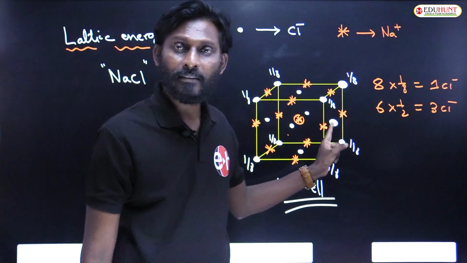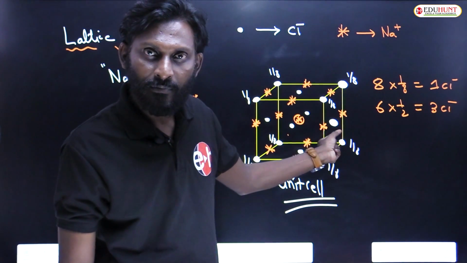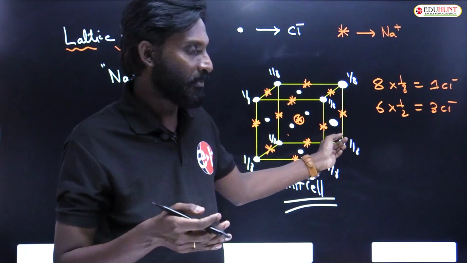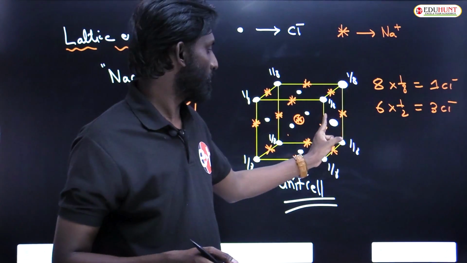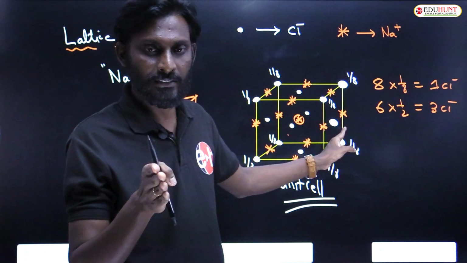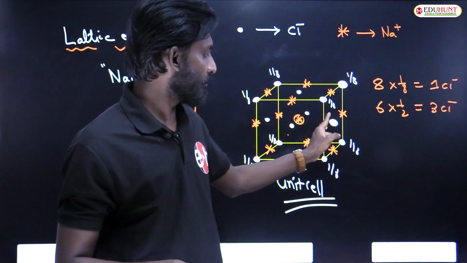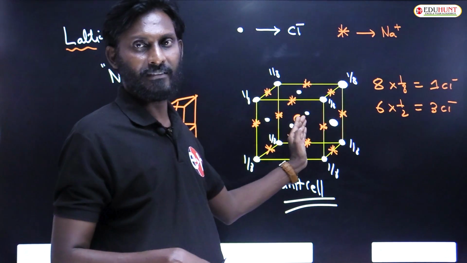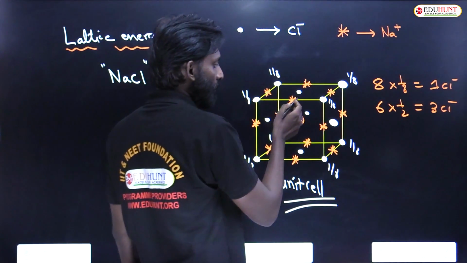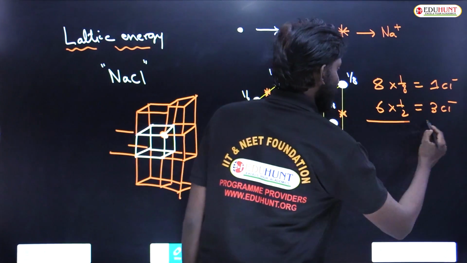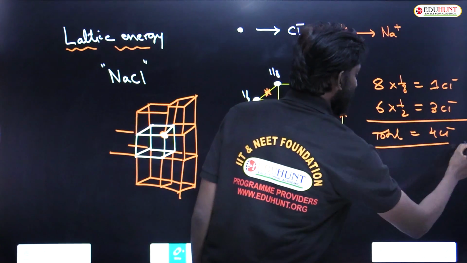What I am saying here is, from the Cl- present at the face center, you are getting only half portion, because a face is common to 2 unit cells. So the particle present at the face center is shared by 2 unit cells, and from it only half portion you are getting. Next, there is Na+. In total, there are 4 Cl- present in the unit cell.